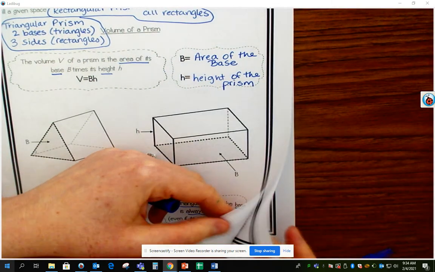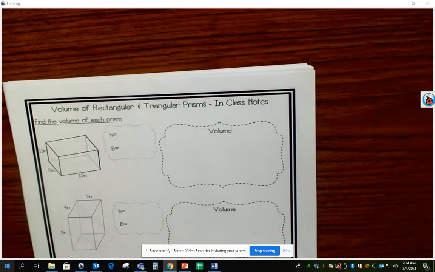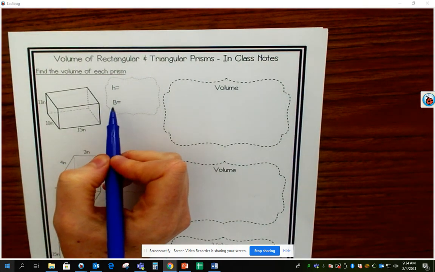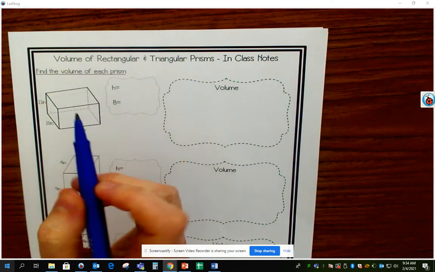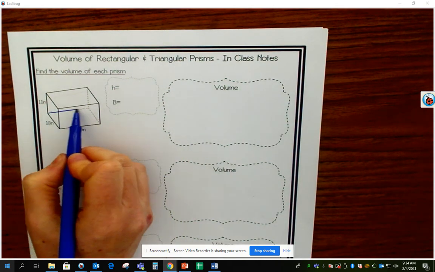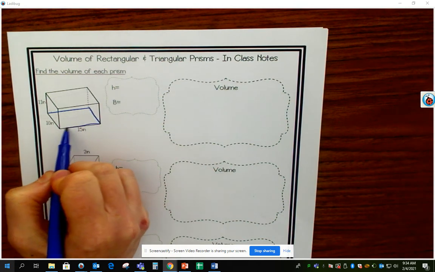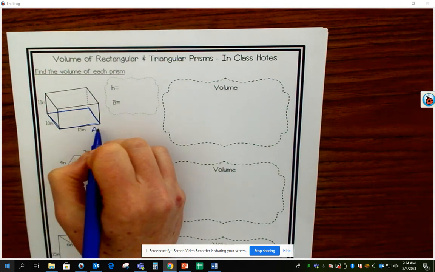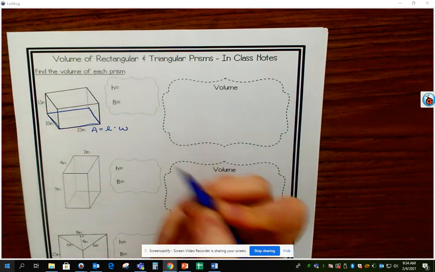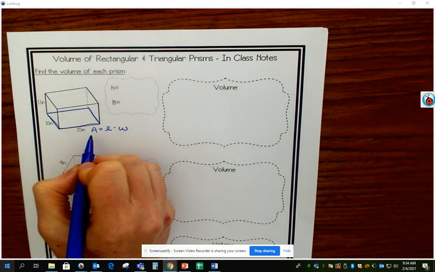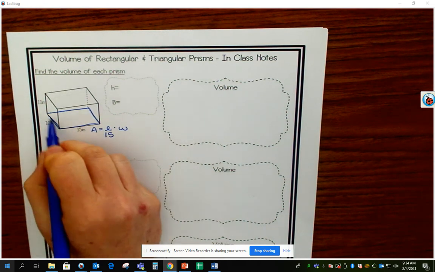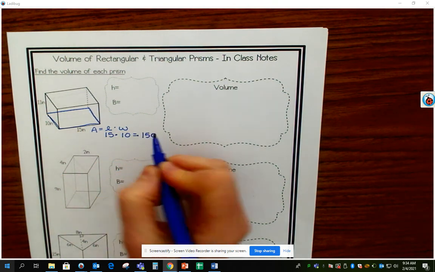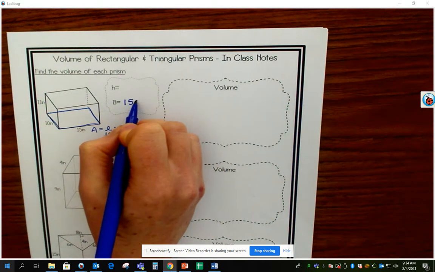I can move the paper. All right, so for our first example here, we're going to find the volume, and we're breaking it up. So we're starting with the area of the base. So I'm going to use this rectangle here as the base. And remember, the area of a rectangle is just length times width. So my length is 15, and my width is 10. And 15 times 10 equals 150. So my area of the base is 150.